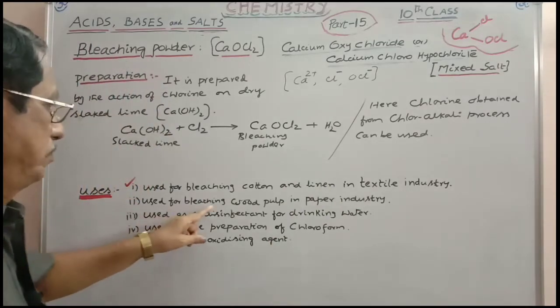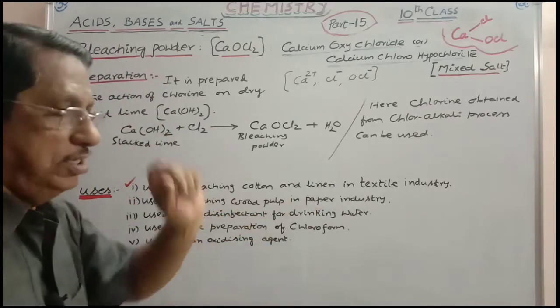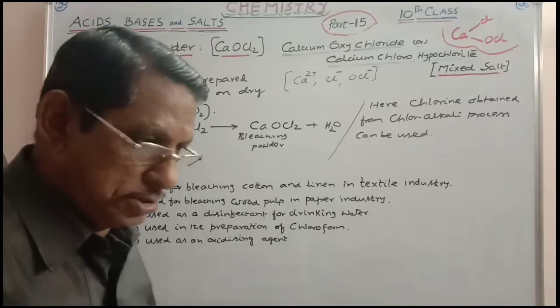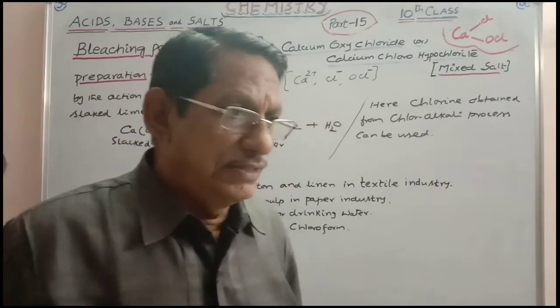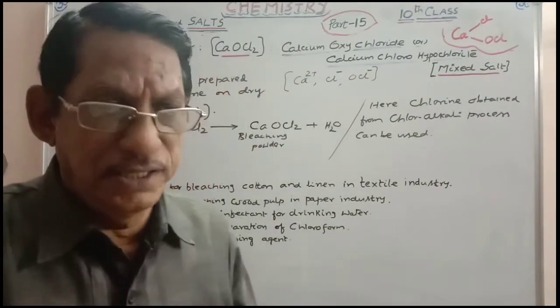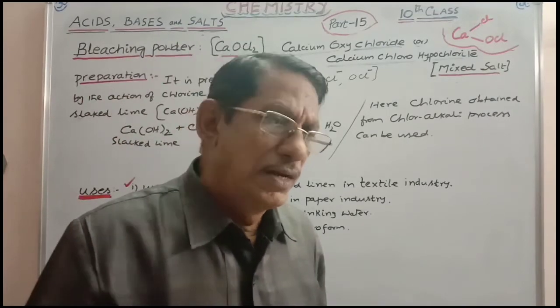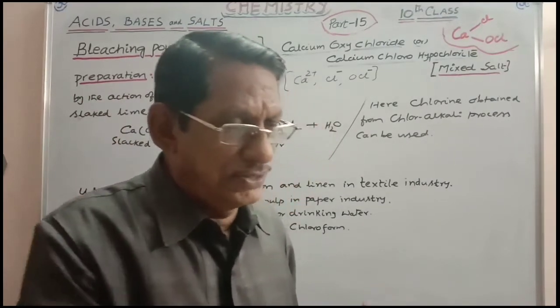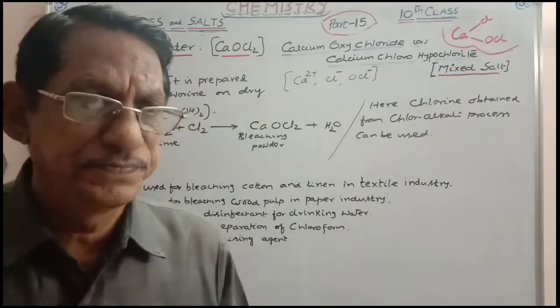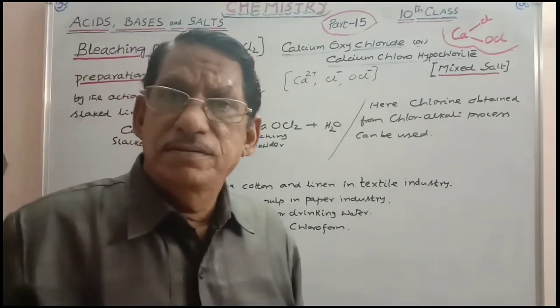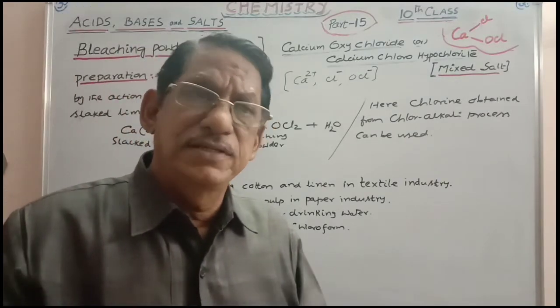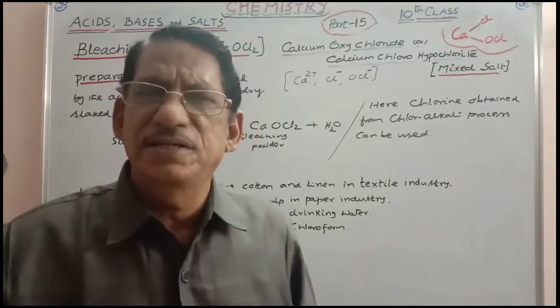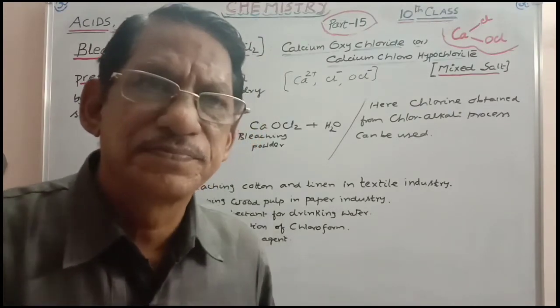It is also used for bleaching wood pulp in the paper industry. That is more important. After the preparation of wood pulp by adopting suitable methods, it is subjected to other procedures to get paper from it. That paper, if you use it as it is, generally brown colored paper will be obtained.